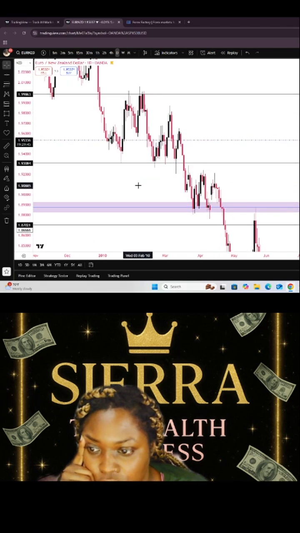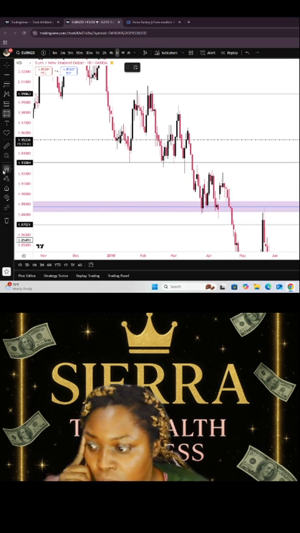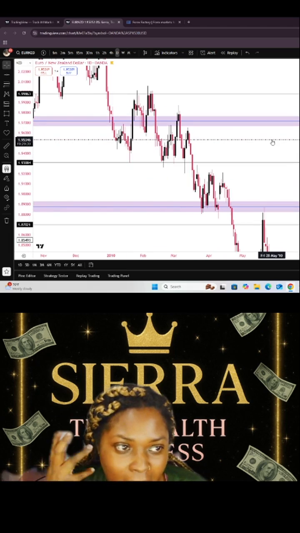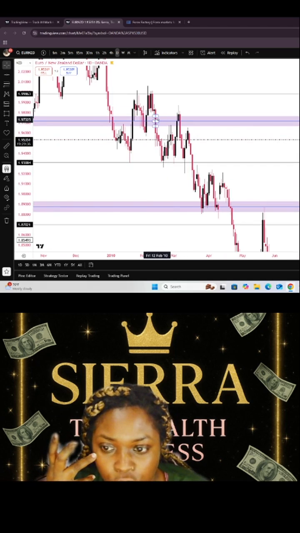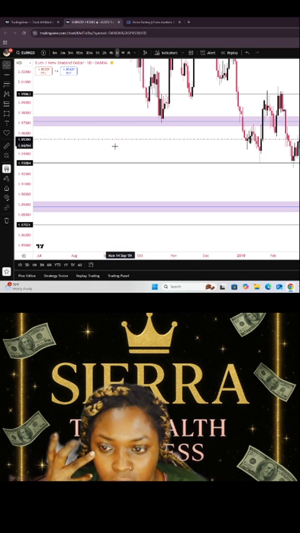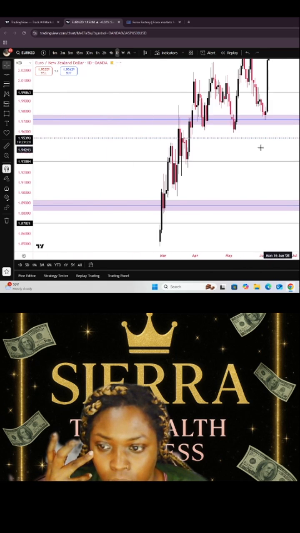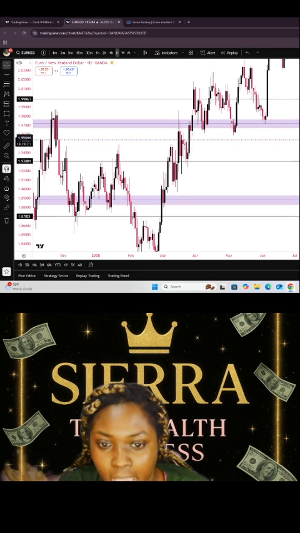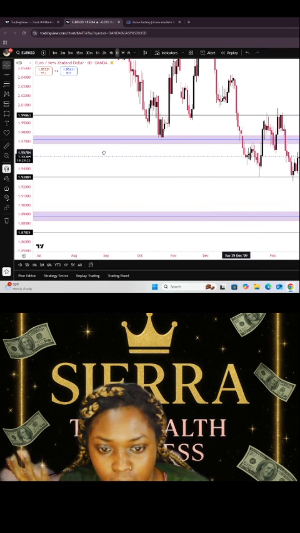Now, when you have two fair value gaps, you can just mark both of them up and see how price reacted to both of them, okay? So this is my first one. I marked it up. We got some rejection here, and we come over to the left. We got rejection here, here, and here. So it looks like the price reacted really good to this zone, okay?